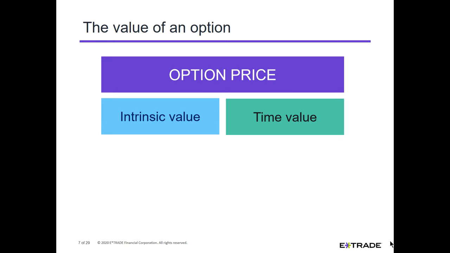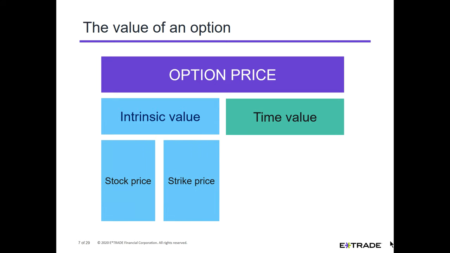Intrinsic value is simple. It's just the difference between the current price of the stock and the strike price of the option. The in-the-money amount is the intrinsic value of that option. Simple arithmetic value. Time value is a little more dynamic, and it really is the part of an option's price that is dynamic.